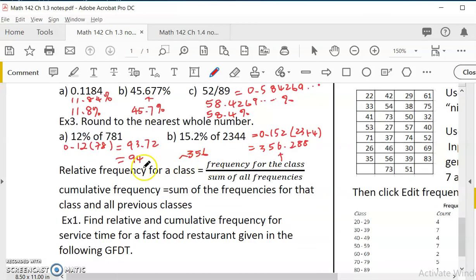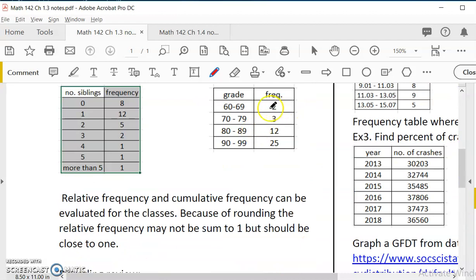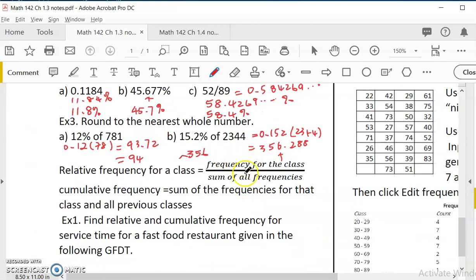To calculate the relative frequency of a class, say for example here I have this. 2 is in this class, 3 is in this class. What is the percentage of 2 out of the total? So what you want to do is the frequency over the sum of all the frequencies, that means the total sample size. Cumulative frequency is the sum of the frequency for that class and all previous classes.